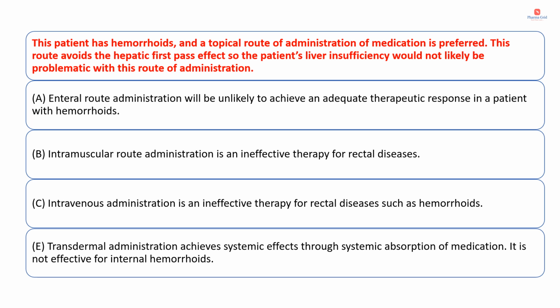Option B, which is the intramuscular route of administration, is an ineffective therapy for rectal diseases. Also option C, which is intravenous administration, is also an ineffective therapy for rectal diseases such as hemorrhoids. Then option E means transdermal administration. This route of administration achieves systemic effects through systemic absorption of medication. It is not effective for internal hemorrhoids. So here the preferred route of drug administration is the rectal route.